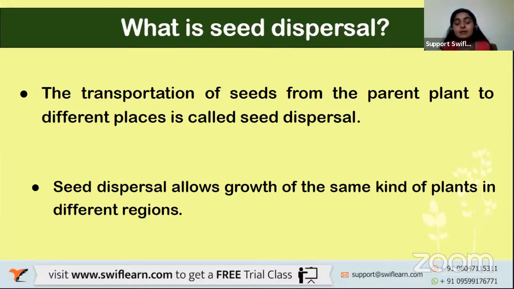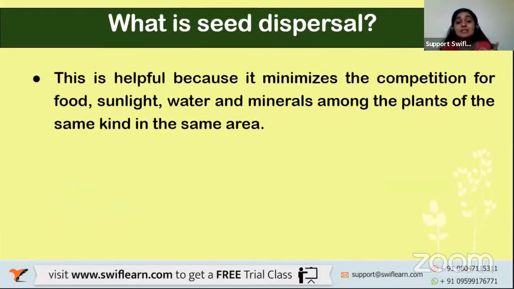right? But there are many aspects that take the seed that has fallen from that particular tree to other parts of the forest, right? And there are many benefits of that as well. Let us discuss that as well. Now, this is helpful because it minimizes, what does it do? It minimizes the competition for food, sunlight, water, and minerals among plants of the same kind.